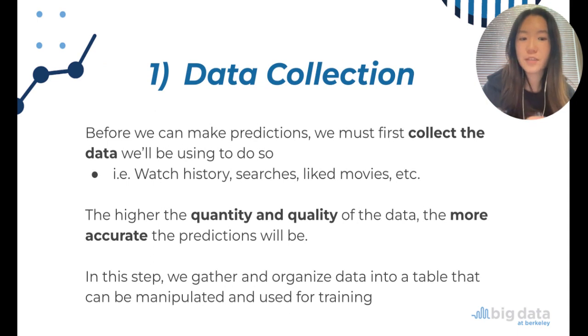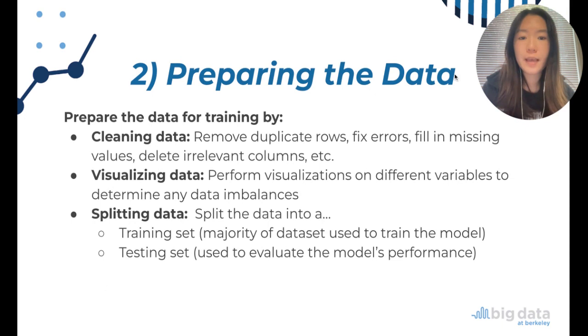So let's move on to the first step. This is going to be gathering data. Before we can actually make our predictions, we'll first have to gather the data that we'll be using to do so. Something that's really important to keep in mind is that the higher the quantity and quality of the data, the more accurate your predictions will end up being. In this step, we're going to be gathering and organizing data into a table that can be manipulated and used for training. Now, the second step is preparing the data.